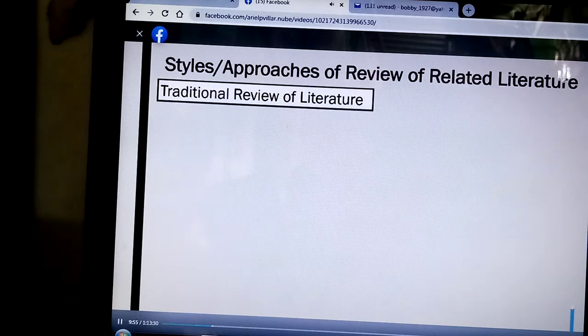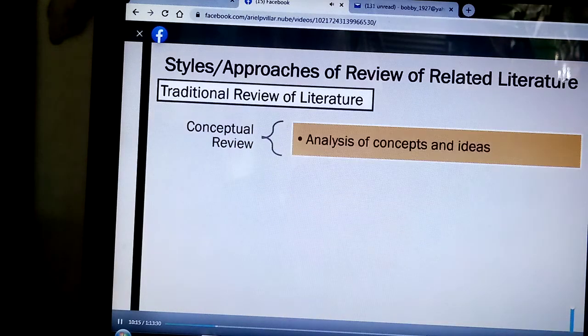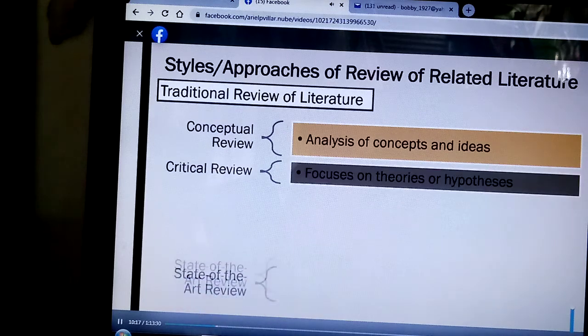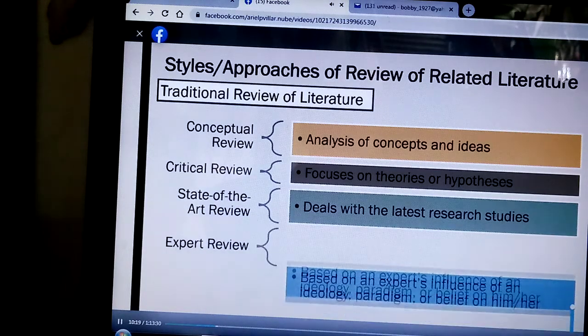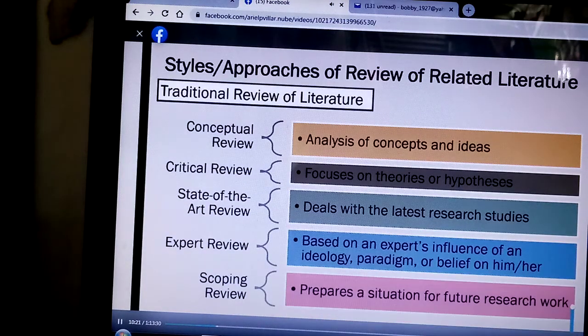So here, no? So we have now the styles and approaches of review of related literature. Okay? So in Creswell in 2005 indicated that there are different styles, no? Maraming styles or approaches of review of related literature. Let's try to bear it all already. So ilan sila? Meron tayong 5. The first one is the conceptual review. Okay, it is the analysis of concepts and ideas.